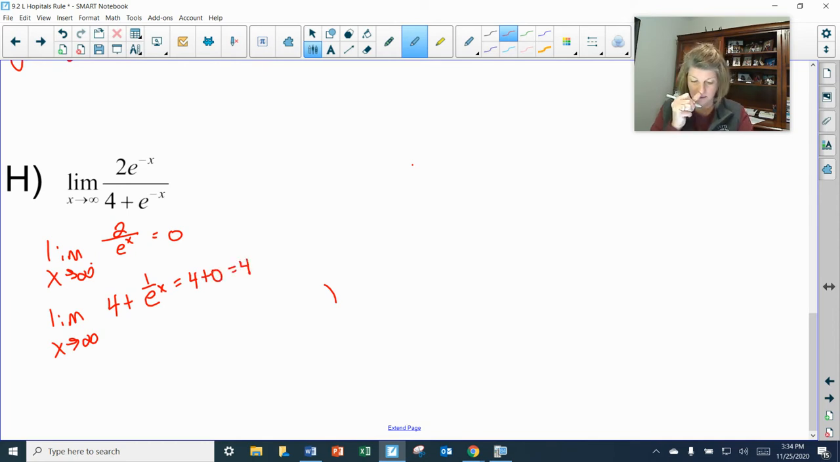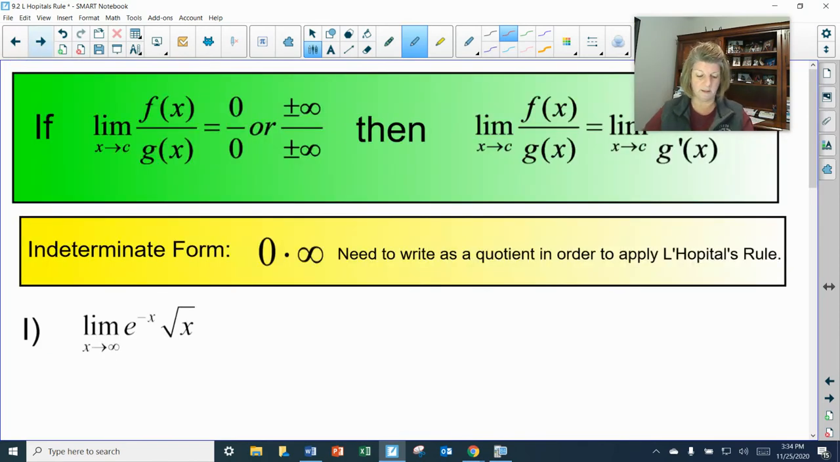I would get 0 over 4. Answer's got to be 0 then. We could even write 0 over 4. So that gives us 0. Because it wasn't a L'Hopital, was it? I really didn't even need L'Hopital. So don't always assume that it's L'Hopital.